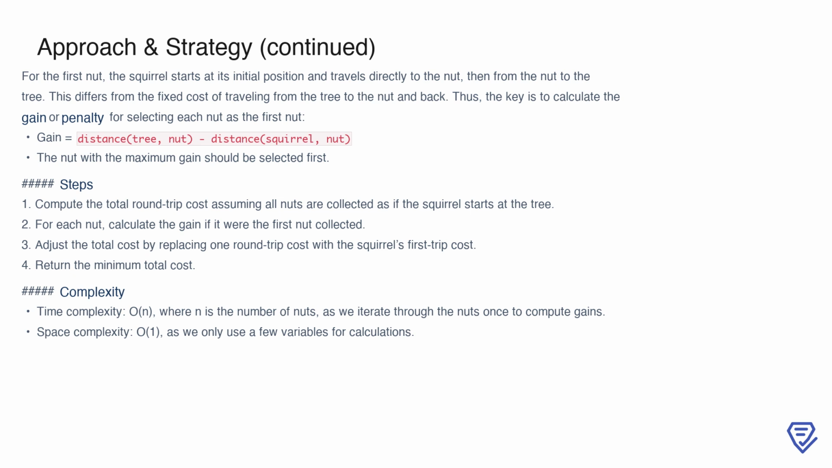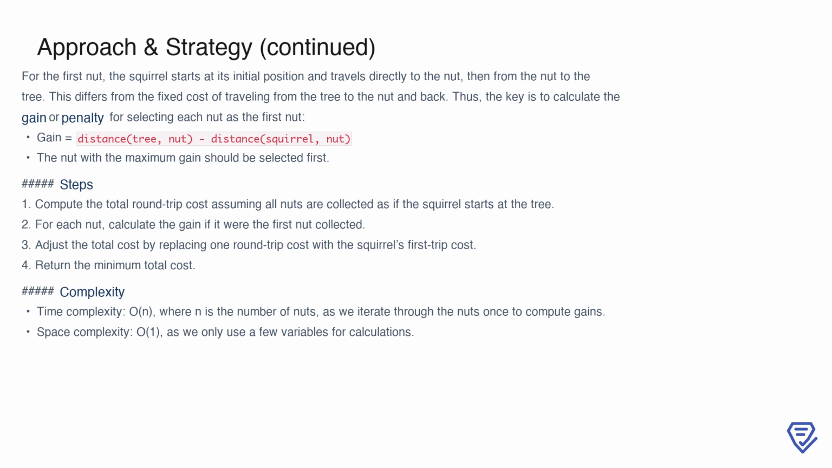The gain is defined as the difference between the round-trip cost of traveling from the tree to the nut and the one-way cost of traveling from the squirrel's position to the nut. Mathematically, this gain is calculated as distance(tree, nut) minus distance(squirrel, nut). The nut with the maximum gain should be selected as the first nut.